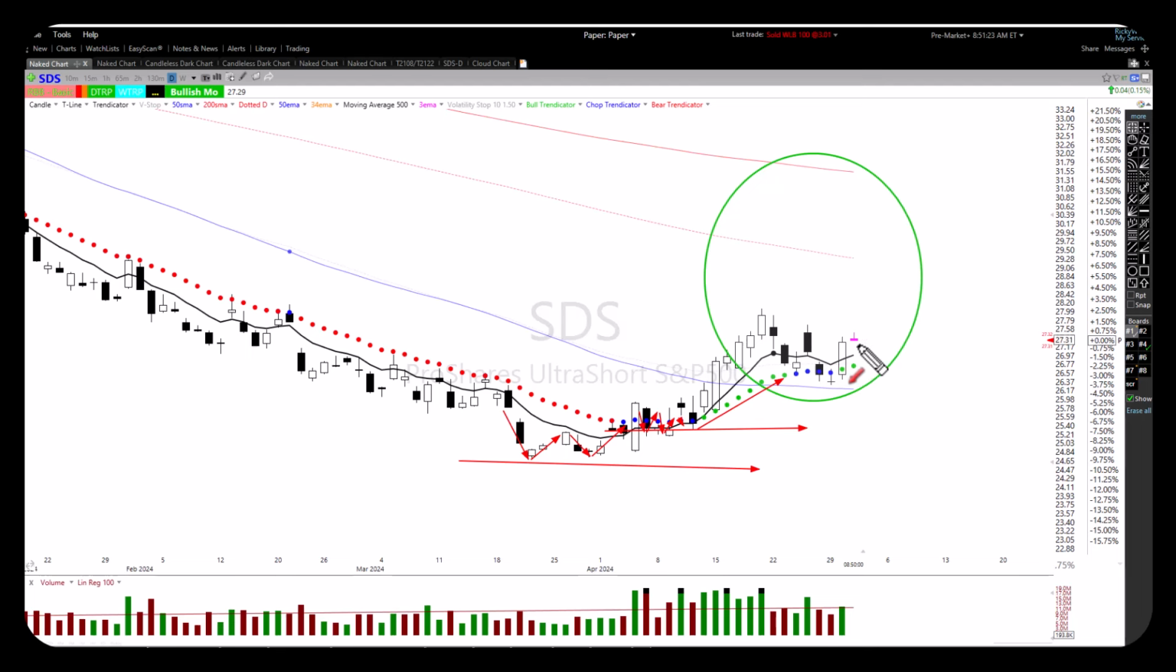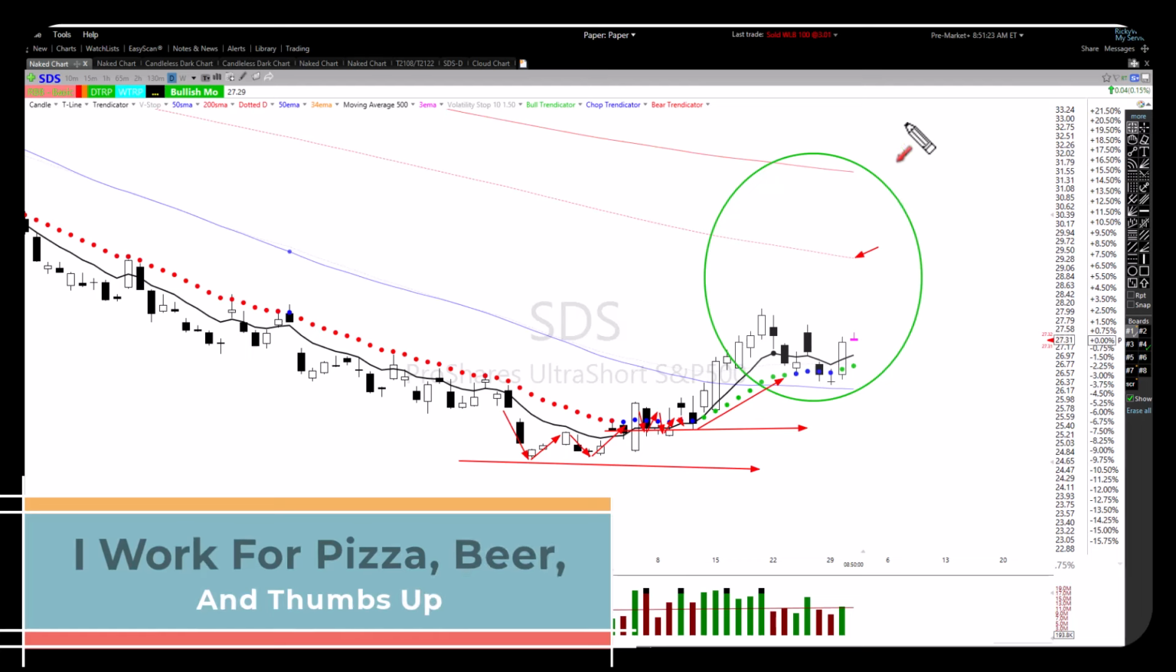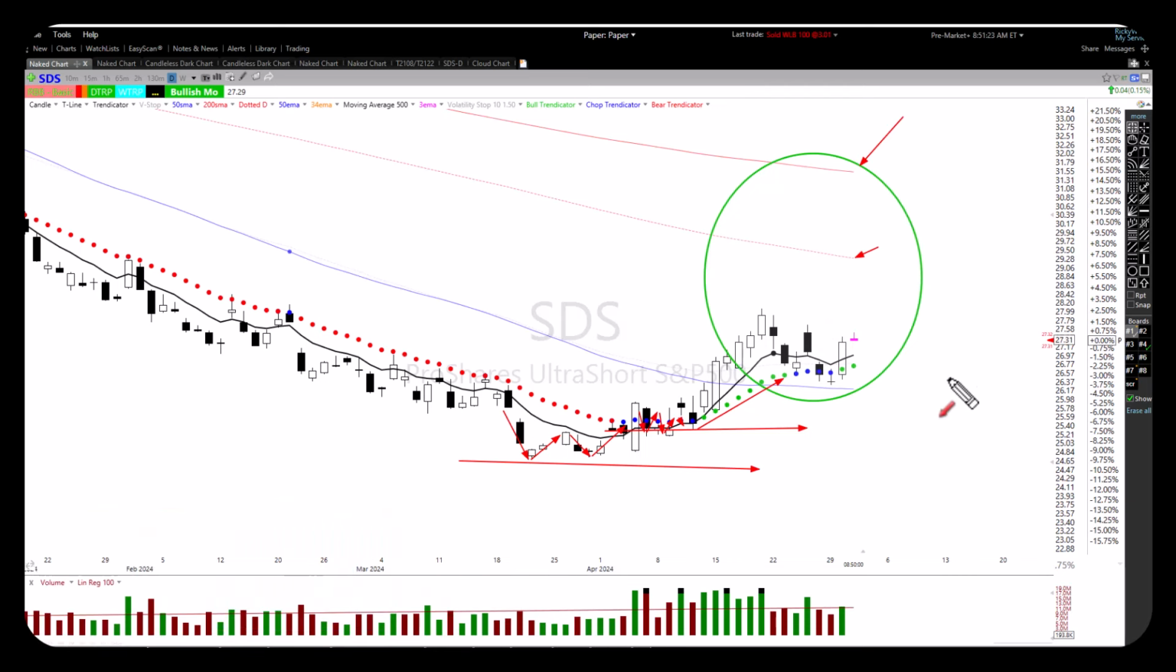And now we have a little quiet inside day of the week being put in here pre-market. Again, we're still going to look at targets up here. There may be little mini targets along the way, but we're still going to look for targets at the dotted deuce and the 200.